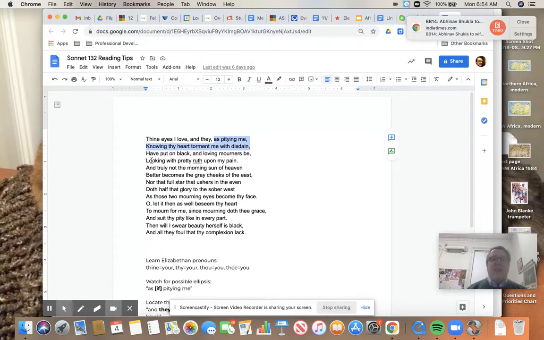So then you've got, they have put on black. The eyes have put on black and loving mourners be. But one more thing here, loving mourners be, obviously we've got another inversion of word order. But also we've got this word be, which is a little unusual. Obviously, even if we put it into a normal word order, we get and be loving mourners. The eyes be loving mourners. Obviously, we wouldn't say be loving mourners, but we would say are loving mourners. Again, sometimes you have to do a little tweak to a verb because you get an unusual form of the verb put in.